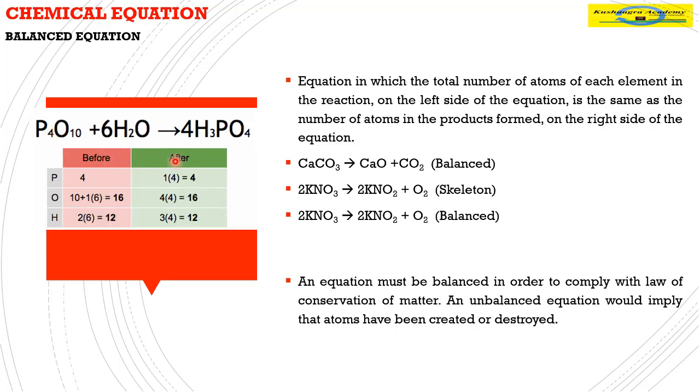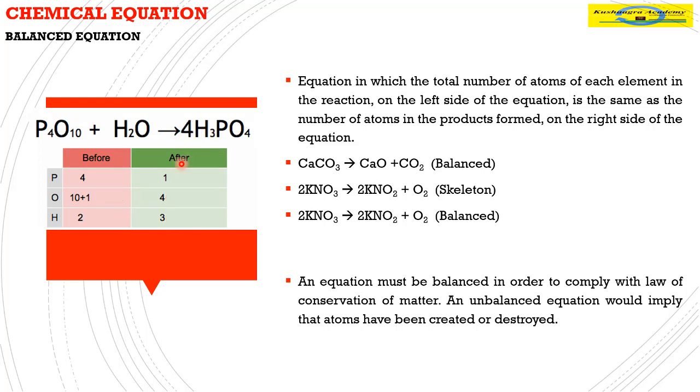In this, before represents the reactant side and after represents the product side. How many atoms of phosphorus here? It is 4. How many atoms of oxygen here? It is 11. This 10 and this plus 1, 11. And how many atoms of hydrogen here? It is 2. Product side, the number of phosphorus is 1, the number of oxygen is 4 and the number of hydrogen is 3.